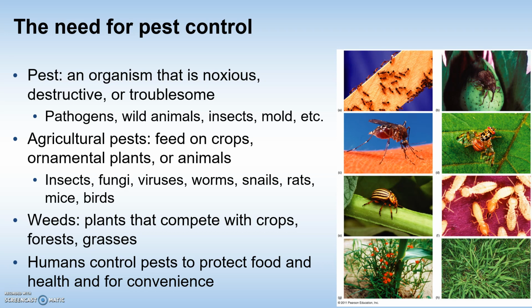So pests destroy about 37% of our U.S. agricultural production per year, and this problem costs about $122 billion a year. So pesticides are actually categorized based on the organisms that they kill. There are insecticides that kill insects, rodenticides that kill rats and mice, fungicides that kill fungi, herbicides that kill plants or weeds. And weeds are plants that compete with crops, forests, and grasses, and hence farmers don't want the weeds in their fields because they don't want them out-competing the crops that they're trying to grow.